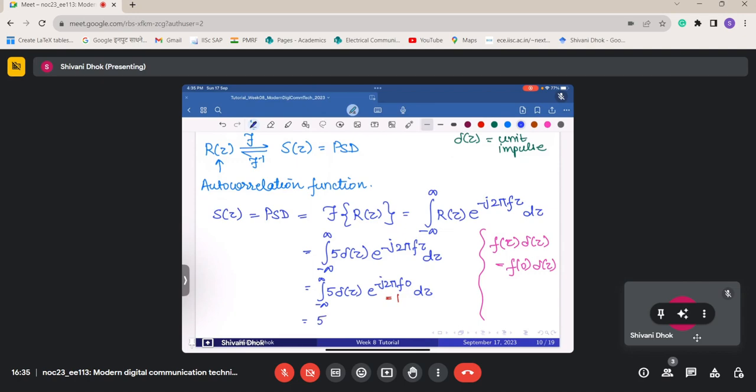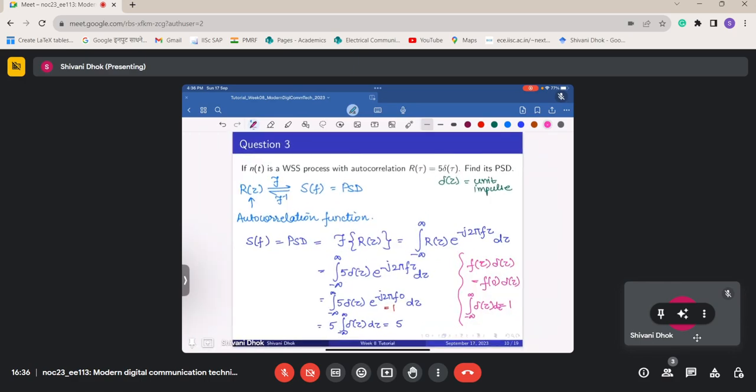So this is 5 integral from minus infinity to infinity. So f, I'm sorry, this is not s tau. Just a small mistake. This is not s tau, this is sf. So integral from minus infinity to infinity delta tau d tau, which is equal to 5 into 1, which is 5. This is because we know that the area under the impulse is 1. So the power spectral density for this particular WSS process comes out to be 5.